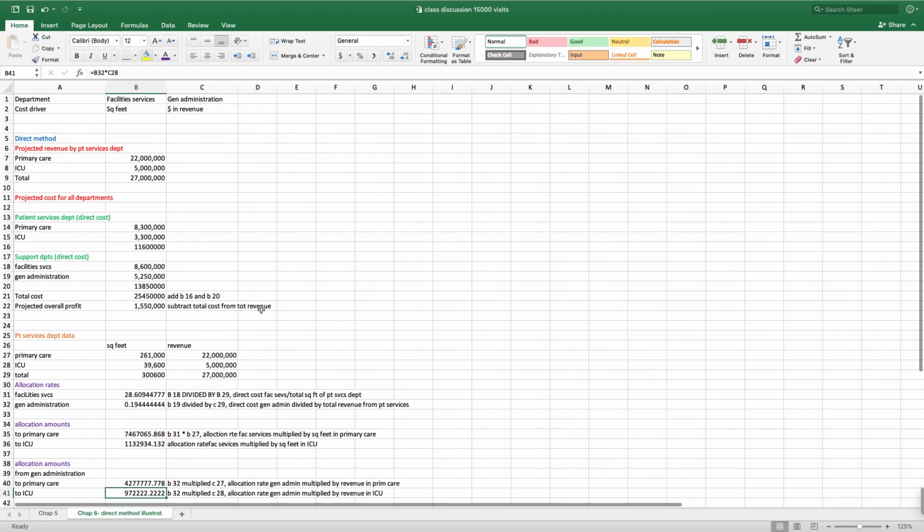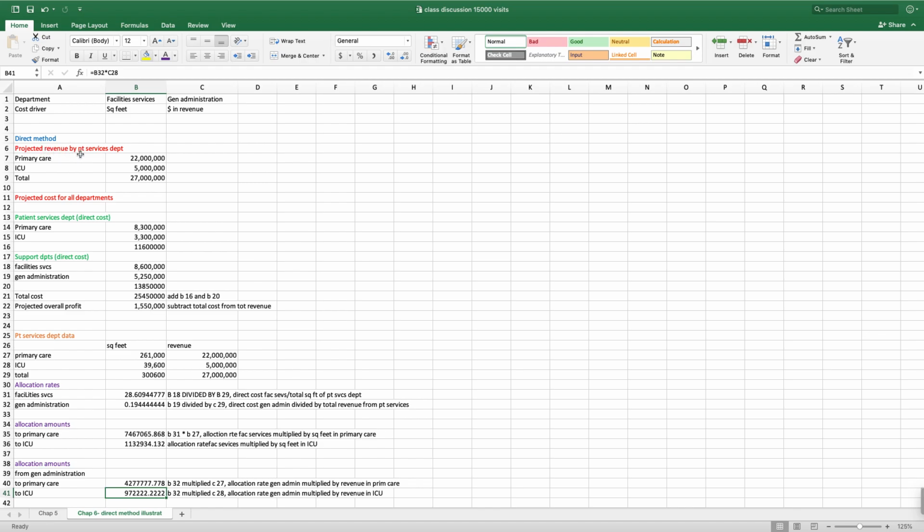We're looking at a direct method illustration here. So we have two departments, facility services and general administration, and the cost driver for facility services is square feet. For general administration, it is dollars in revenue. So we are looking at the direct method. It is the same thing that is on the slides.